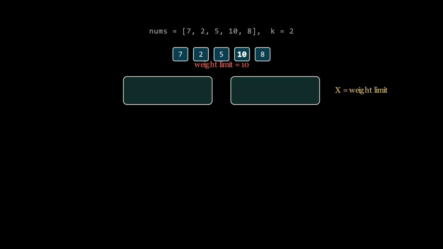Let's run the check method on x equals 10 now. Put 7 in, capacity 10 minus 7 is 3. Put 2 in, capacity 3 minus 2 is 1. We can't fit 5, so start a new bucket. Second bucket, put 5 in, capacity left 5. We can't fit 10, we'd need a third bucket. With weight limit 10 we need more than 2 buckets to fit all weights, so x equals 10 doesn't work.